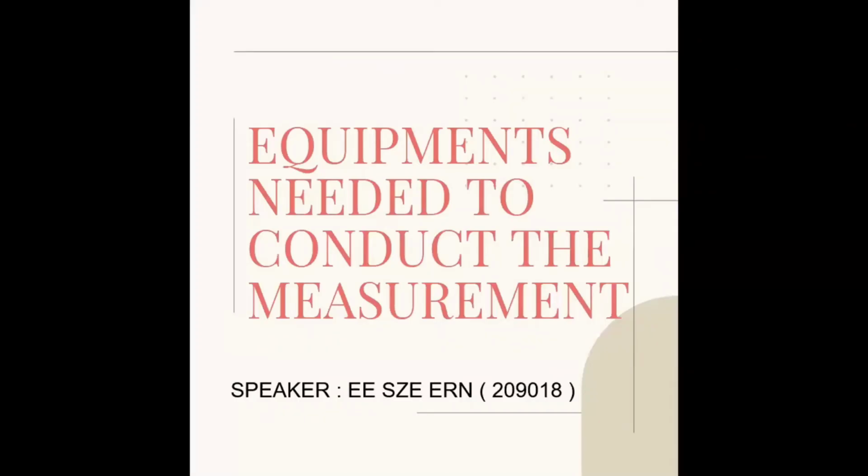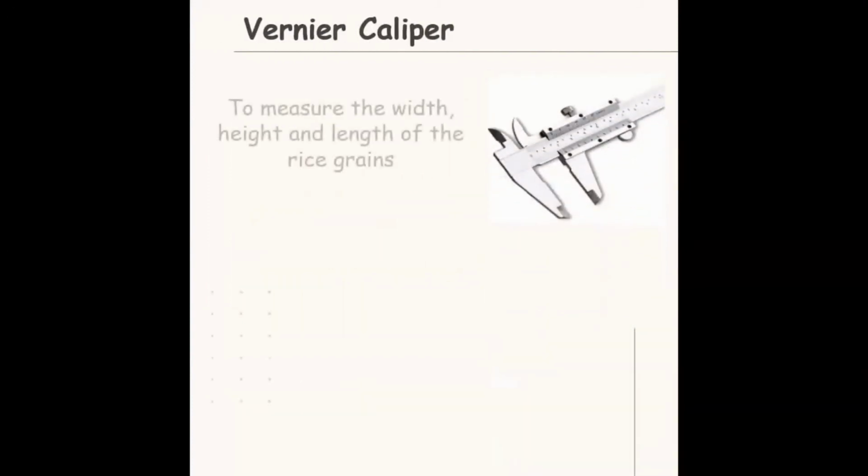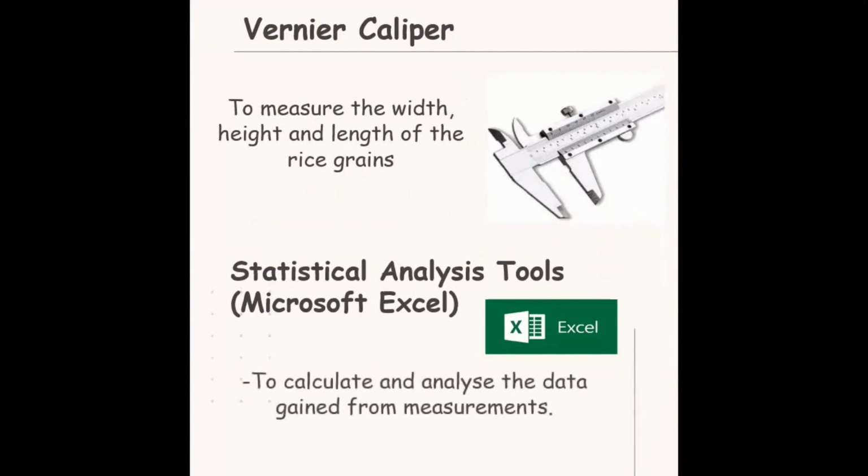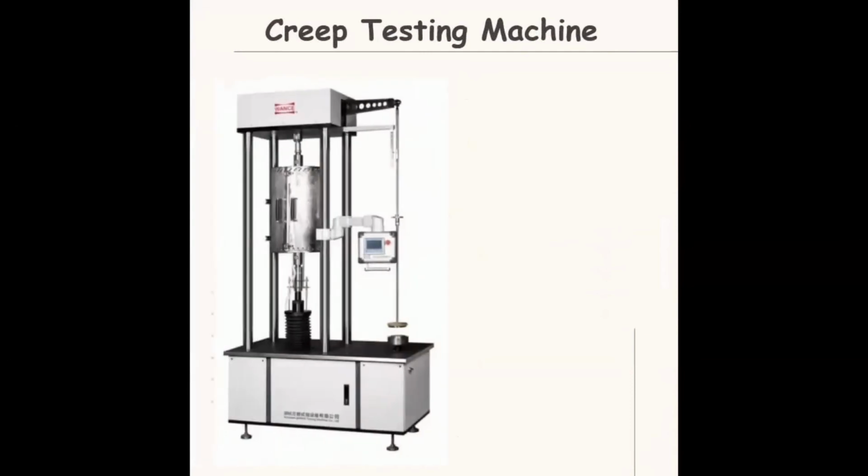So about the equipment needed to conduct the measurements, the first equipment is called vernier calipers. Vernier calipers is used to measure the width, height, and length of the rice grain in order to calculate the volume of the rice grain. The second equipment is a statistical analysis tool, which is Microsoft Excel. We use Microsoft Excel to calculate and analyze the data gained from the measurements. The third equipment needed is called creep testing machine. This machine is used to test the creep behavior of the rice grain.